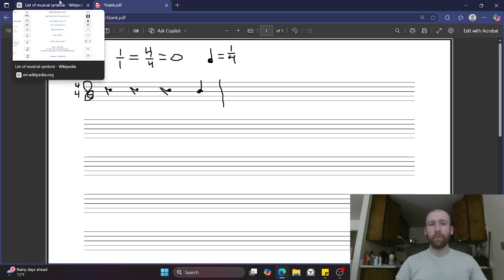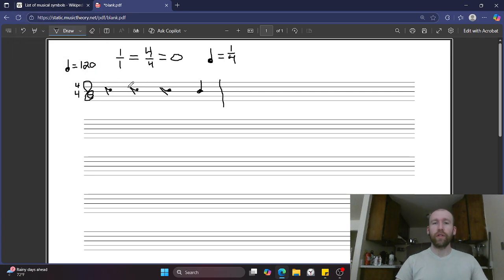We could divide it up into 16ths. We could divide it up into 32nds. We could divide it up into 64ths. We could have divided it up into 128ths. But that would be so ridiculously fast.